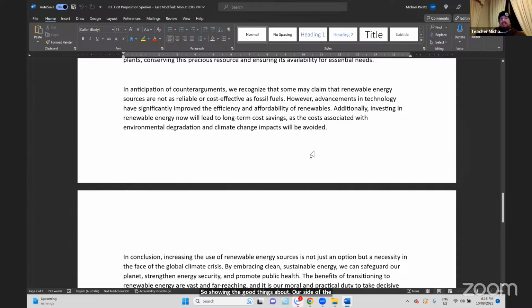And as well as the costs associated with environmental degradation and climate change impacts will be avoided. So they're saying that it's going to be better for the environment, and we're going to reduce the effects of climate change by adopting green energy.